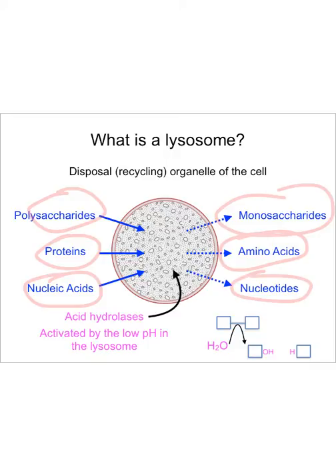The way that these polymers are broken down is through the action of a series of enzymes called acid hydrolases. They are called acid hydrolases first because they work in a low pH environment, which is what the inside of a lysosome is like. And secondly, they're called hydrolases because they use water to split bonds within biopolymers to release the monomers, as shown over here.